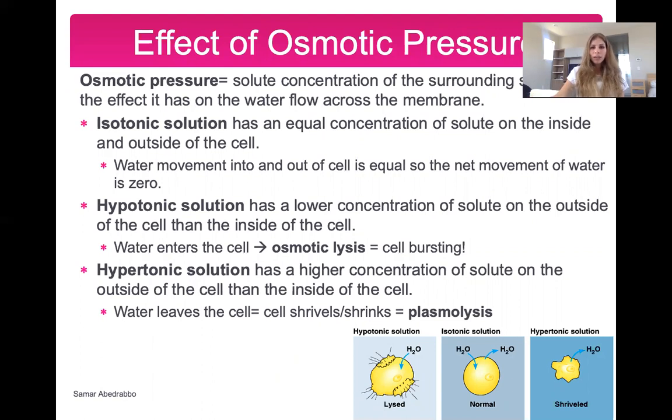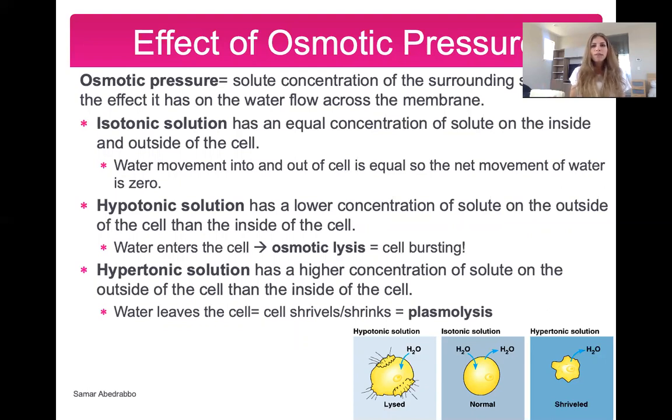Osmotic pressure is important for all cells. It's important for bacterial cells, and it's important for our cells. That's why when someone is dehydrated, we give them an IV in the hospital. An IV is not just plain water. It has different solute concentrations so that our cells stay healthy.